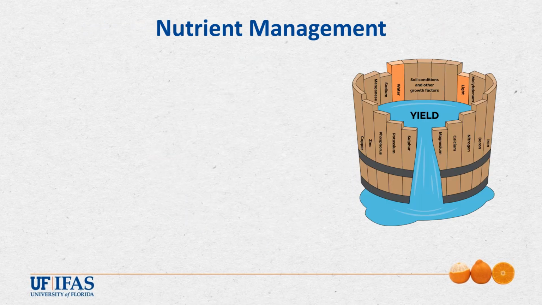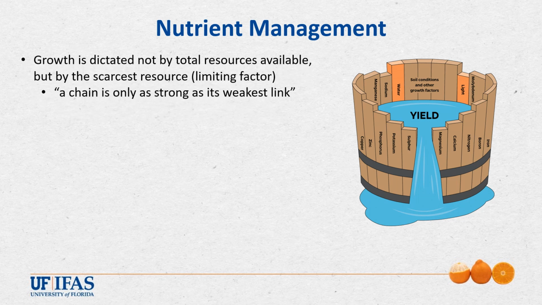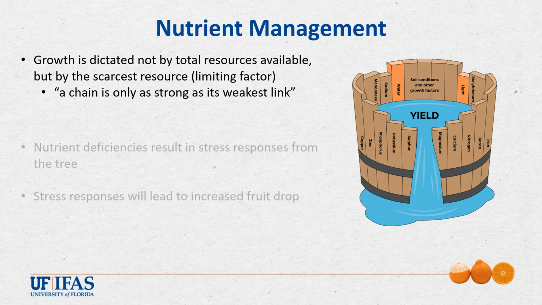Nutrient management is a critical part of proper grove management practices. According to Liebig's law of the minimum, as depicted by the graphic on the right, growth is dictated not by total resources available, but by the scarcest resource, meaning that if a nutrient management program lacks in one nutrient, the entire program could fail. Another phrase we can use is a chain is only as strong as its weakest link.